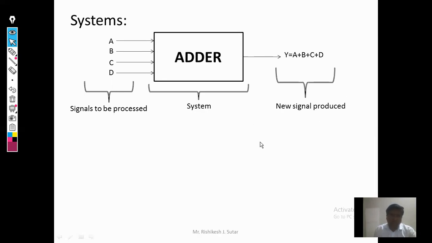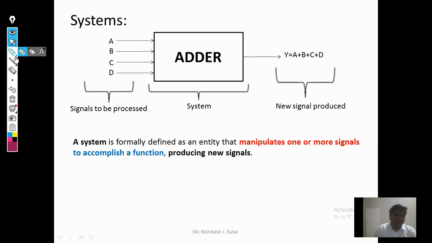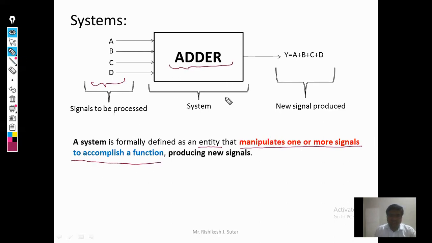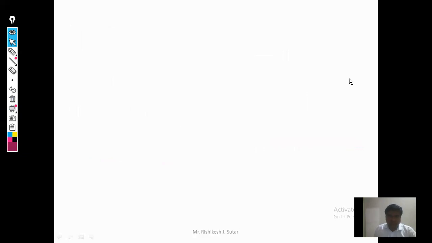So how can I define a system now? The system I can define as an entity that manipulates one or more signals to accomplish a function. Here it is going to accomplish the adder function and produce the new signal Y. So a system is an entity which manipulates one or more signals to accomplish a function, producing a new signal. So this is what a system is.